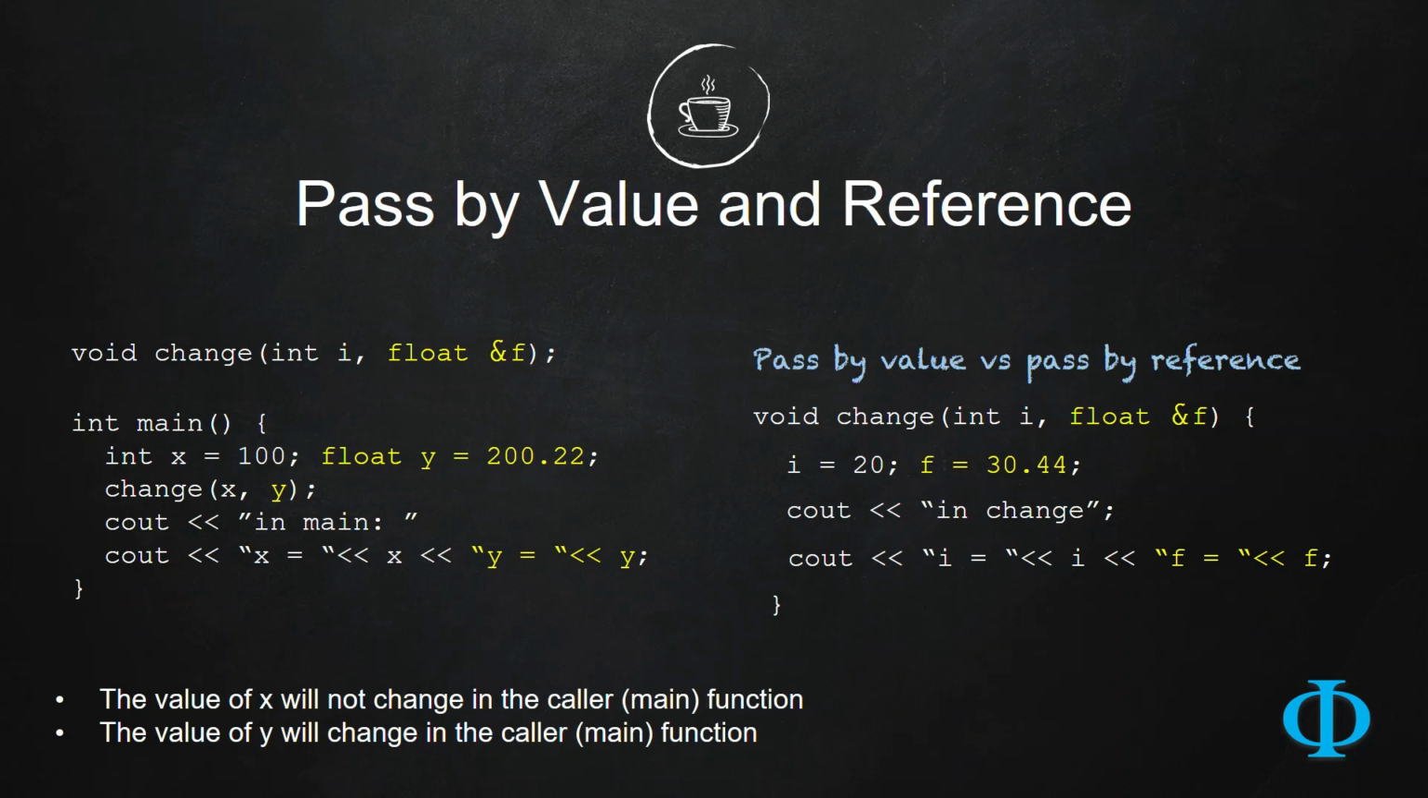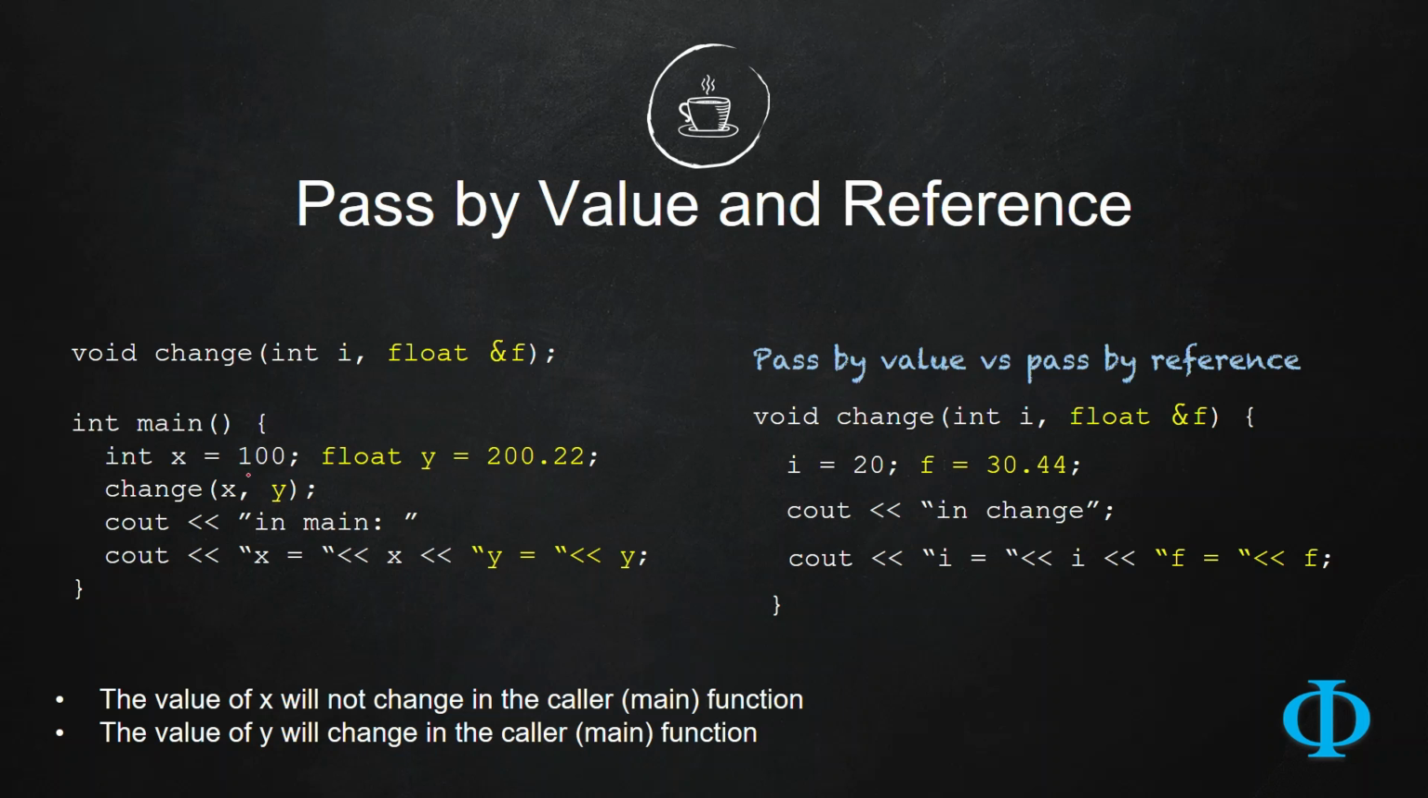Now we are going to learn about pass by value and pass by reference. In C++, there are two ways by which you can pass an argument to a function. The first one is pass by value, which is the normal way of passing an argument to a function, what you have done so far in all the previous demo videos related to function. So what is the meaning of pass by value?